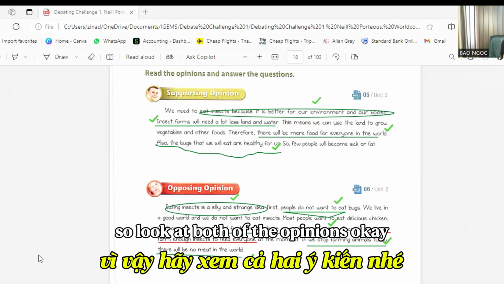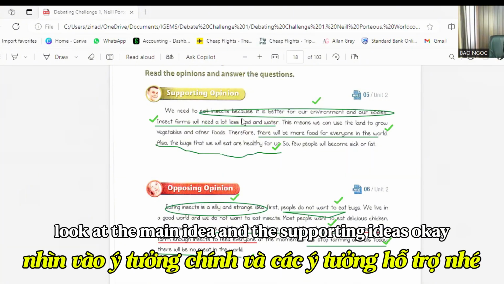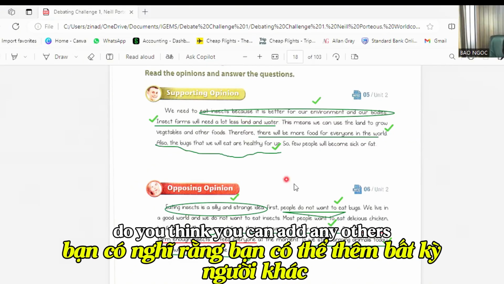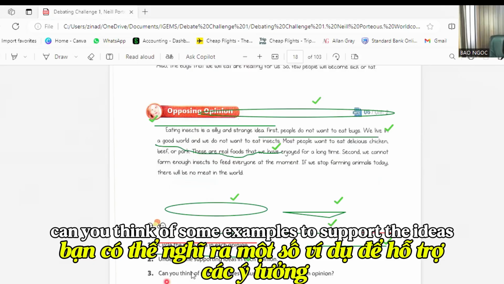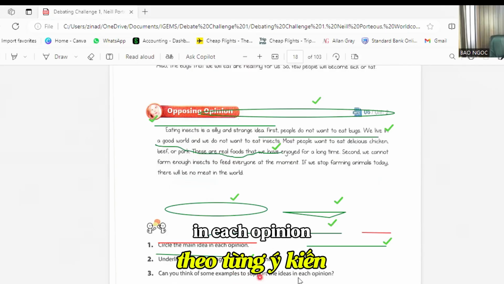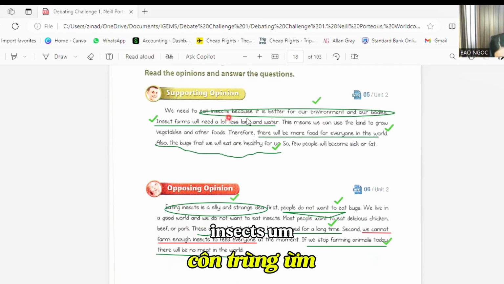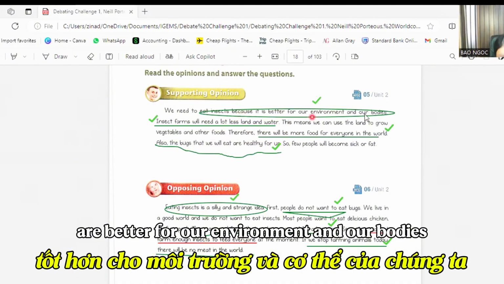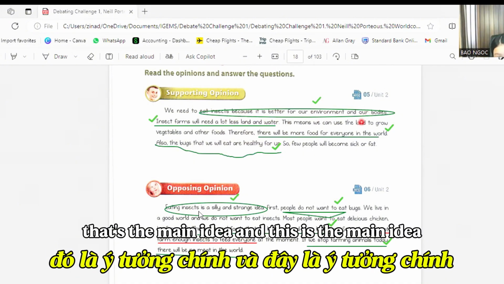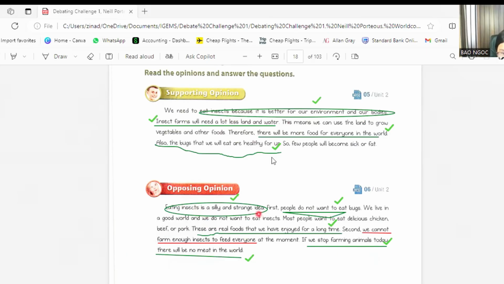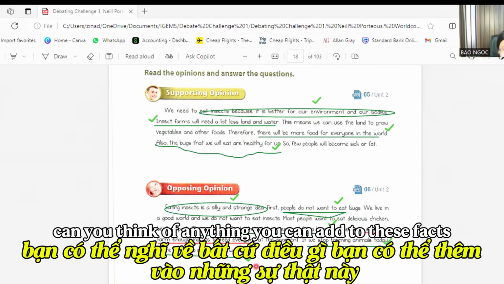So look at both of the opinions, okay? Look at the main idea and the supporting ideas, okay? That supports the main idea. Do you think you can add any others? Because it says, can you think of some examples to support the ideas in each opinion? So remember, this is the idea in the first opinion. Insects are better for our environment and our bodies. That's the main idea. And this is the main idea. Eating insects is a silly and strange idea. Can you think of anything you can add to these facts?